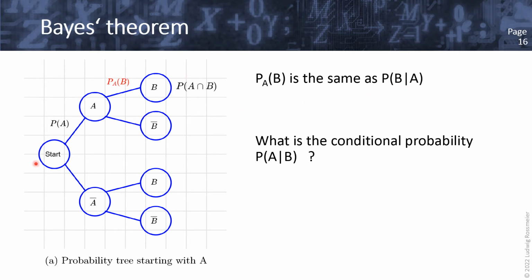Now, since we have this graph available, we ask ourselves, what is the conditional probability P of A given B? So we need to somehow invert this graph. And this is the result we want to get for lambda, shown in the example with the SER before.